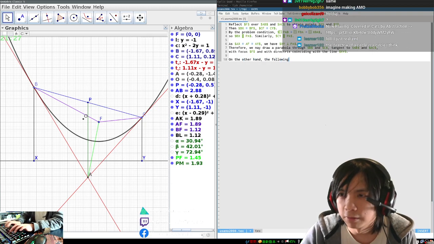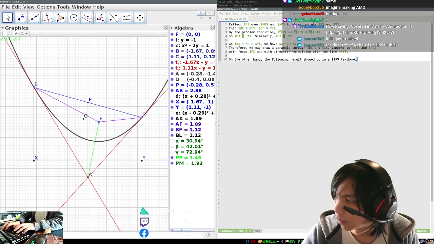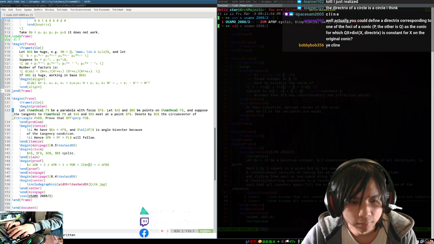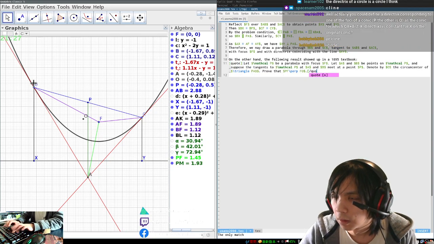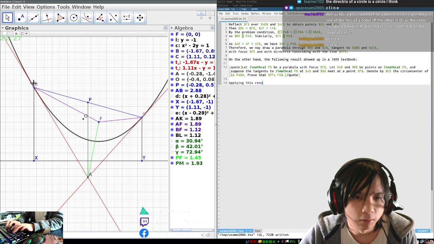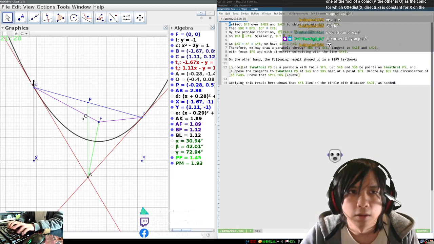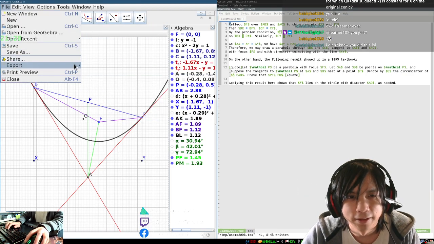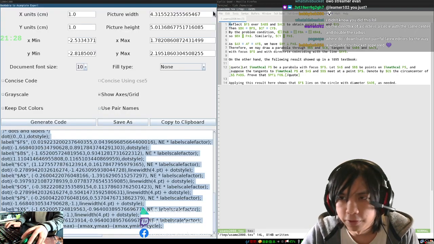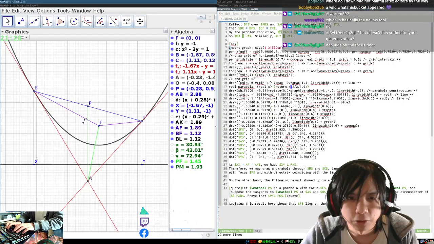On the other hand, the following result showed up in okay, and then we need to get the export graphics view as asymptote, generate code, copy, use the simplifier. Did I zoom out that much? I have no idea.